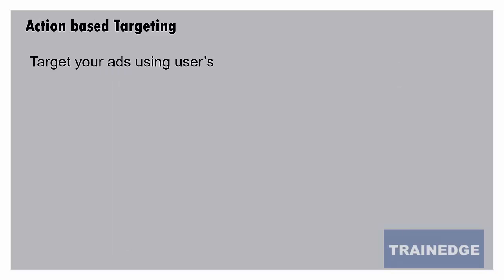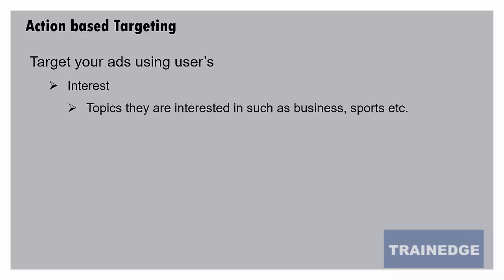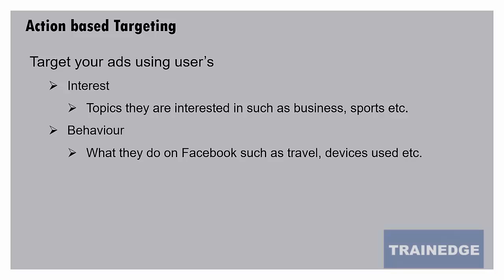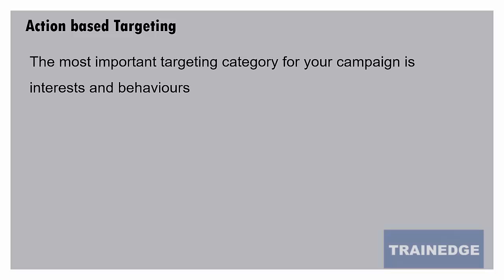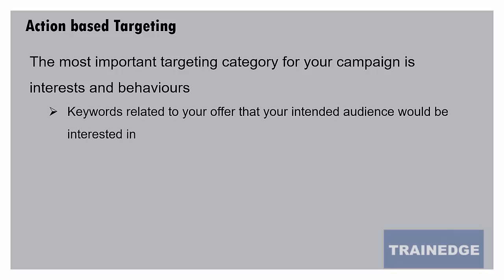You can also target ads based on users' actions, which could include an interest, the topic they're interested in, for example, business or sports, the behavior they have on Facebook, which is what they have done on Facebook. The action-based targeting is very important. And within action, the interest and behavior is really what sets Facebook ads apart from other platforms. So you can select interest and behavior based on keywords related to the offer.